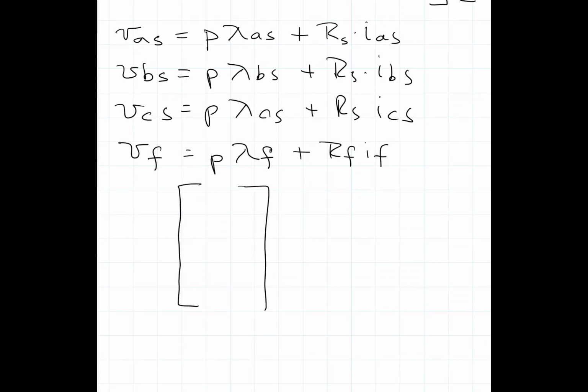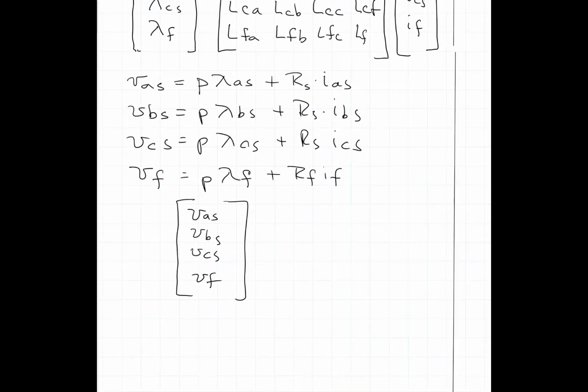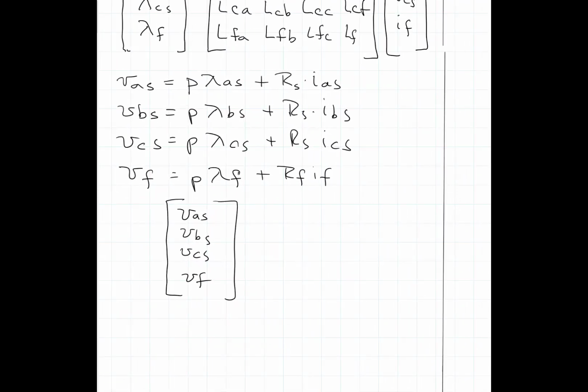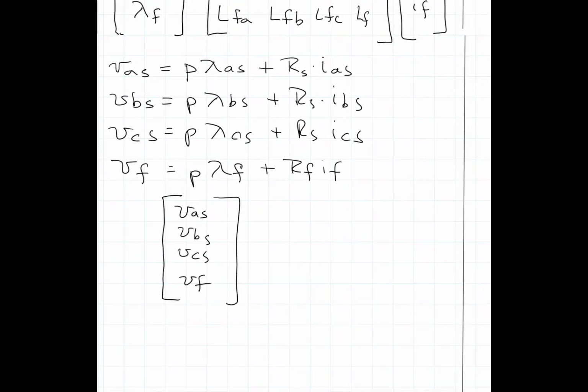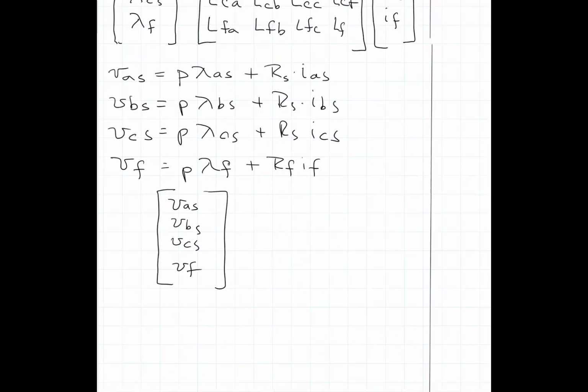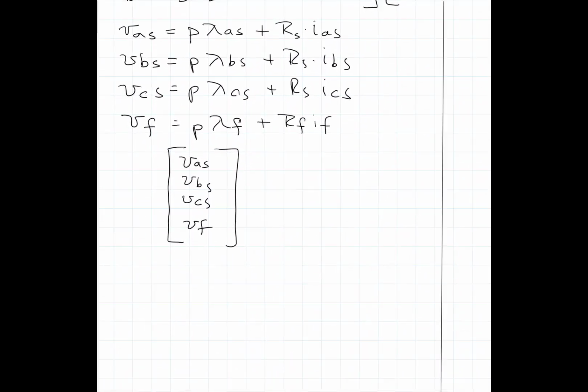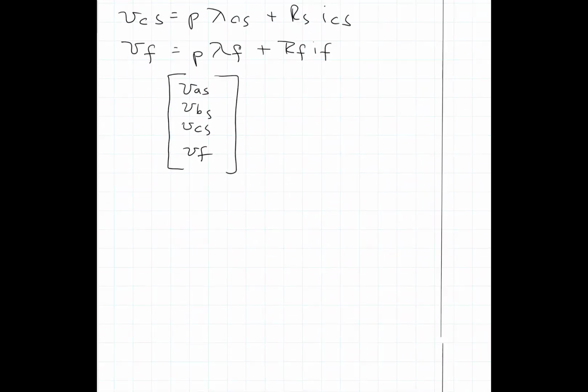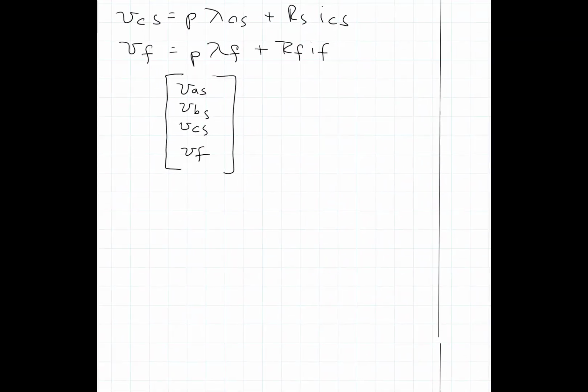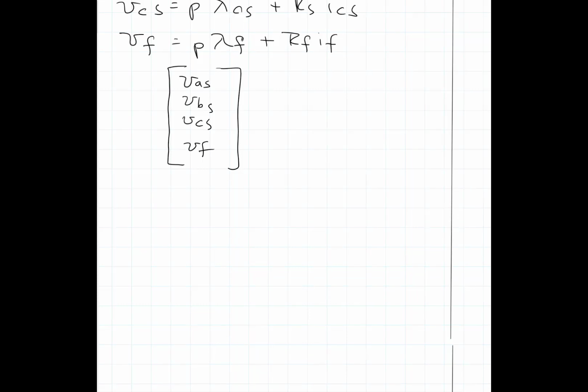So we've got these 4 voltage equations, and we could write these voltages as a matrix here. We could say I've got a V, this is the voltage matrix, VAS, VBS, VCS, and VF. Now what we need to do is somehow simplify this system. And I'm going to now introduce a way to do that.